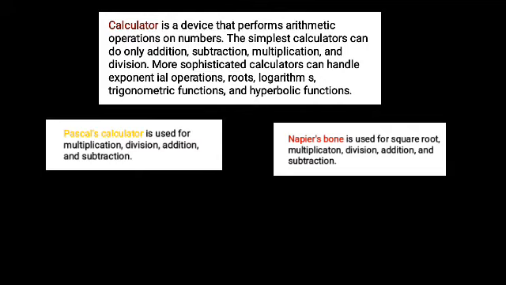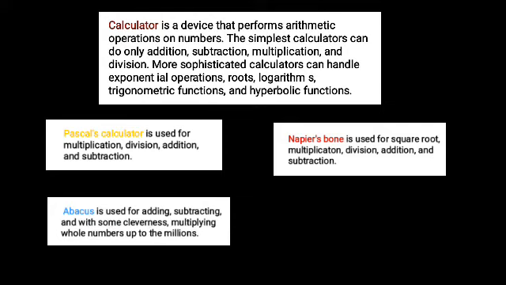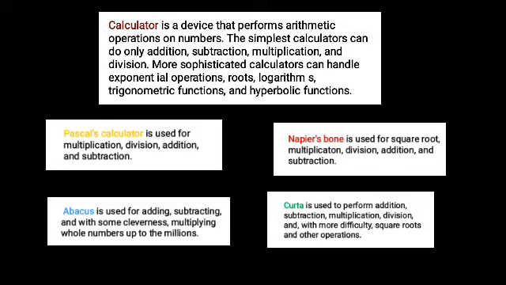And now let's identify the uses of the four inventions. First is the Pascal's calculator. Pascal's calculator is used for multiplication, division, addition, and subtraction, while the Napier's bones is used for square root, multiplication, division, addition, and subtraction. And the abacus is used for adding, subtracting, and with some cleverness, multiplying whole numbers up to the millions. And last, the Curta is used to perform addition, subtraction, multiplication, division, and with more difficulty, square roots and other operations.